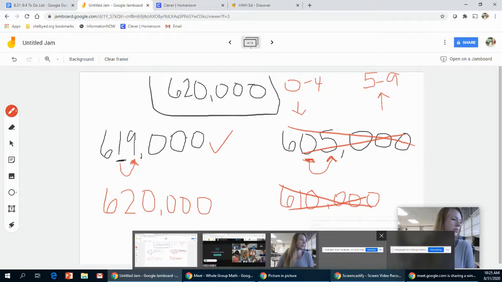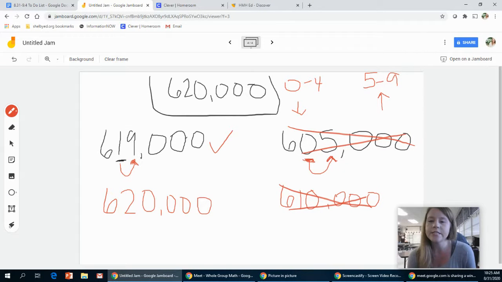All right, I want you to figure out if C rounds to 620,000. Your turn. You practice it. You're trying to see if 621,000 rounds to 620,000. You should underline the place, draw your arrow, and then rewrite it rounded to see if it matches.